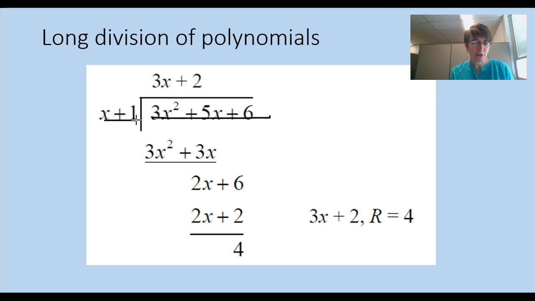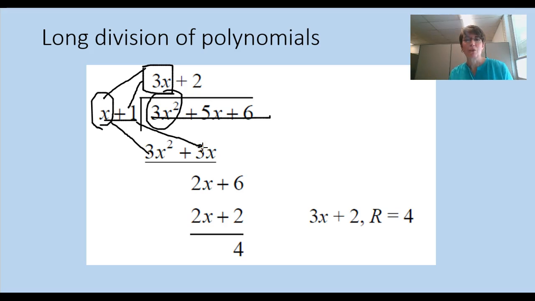We're going to look at the first term. So this x here and this term, how can we change that x into a 3x squared? Well, we can multiply it by 3x, and that is what we do. We put the 3x there, we multiply it, and then we write it down right below. We multiply that 3x also by the 1, and that comes in here.